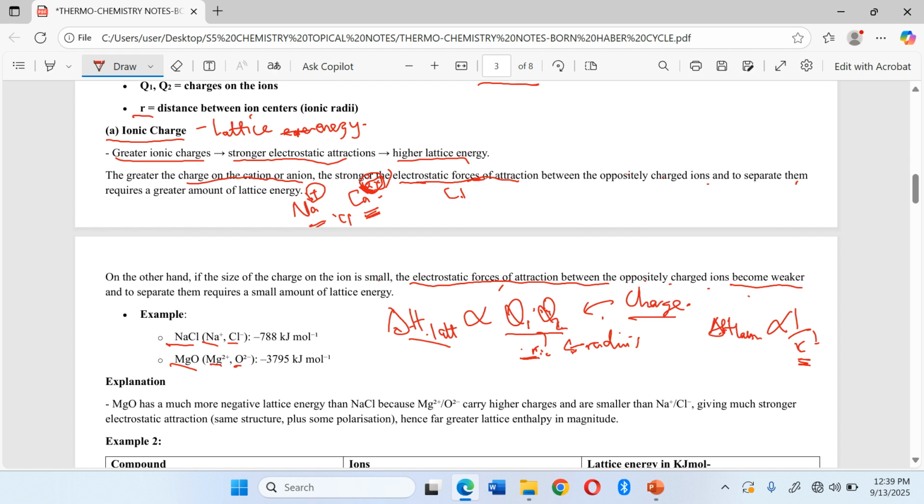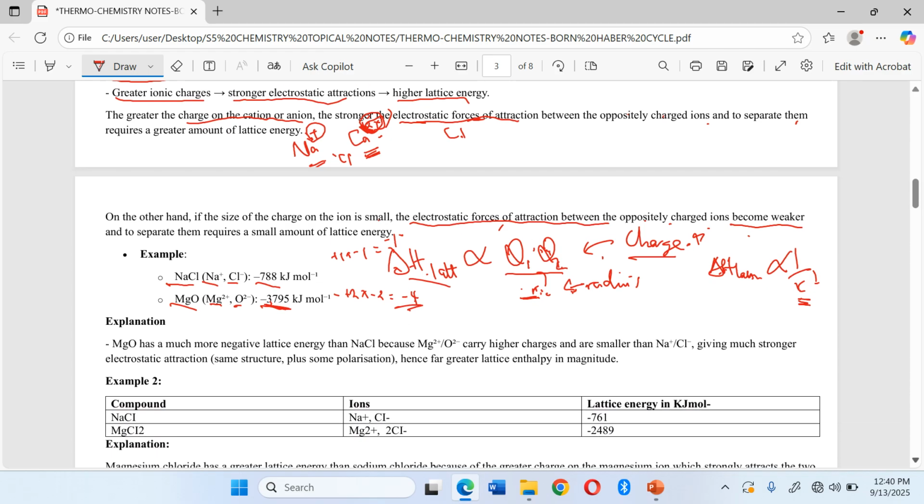But this time round, we are looking at the charge. Here we have +1 times -1, which is -1. Here we have +2 times -2, which is -4. So the magnitude of this is bigger than the other. That's why magnesium oxide has a bigger value, 3,795, while this one has only 788. That difference is due to the charge. Hope that is very clear. The explanation is written there, but we have explained it in detail.